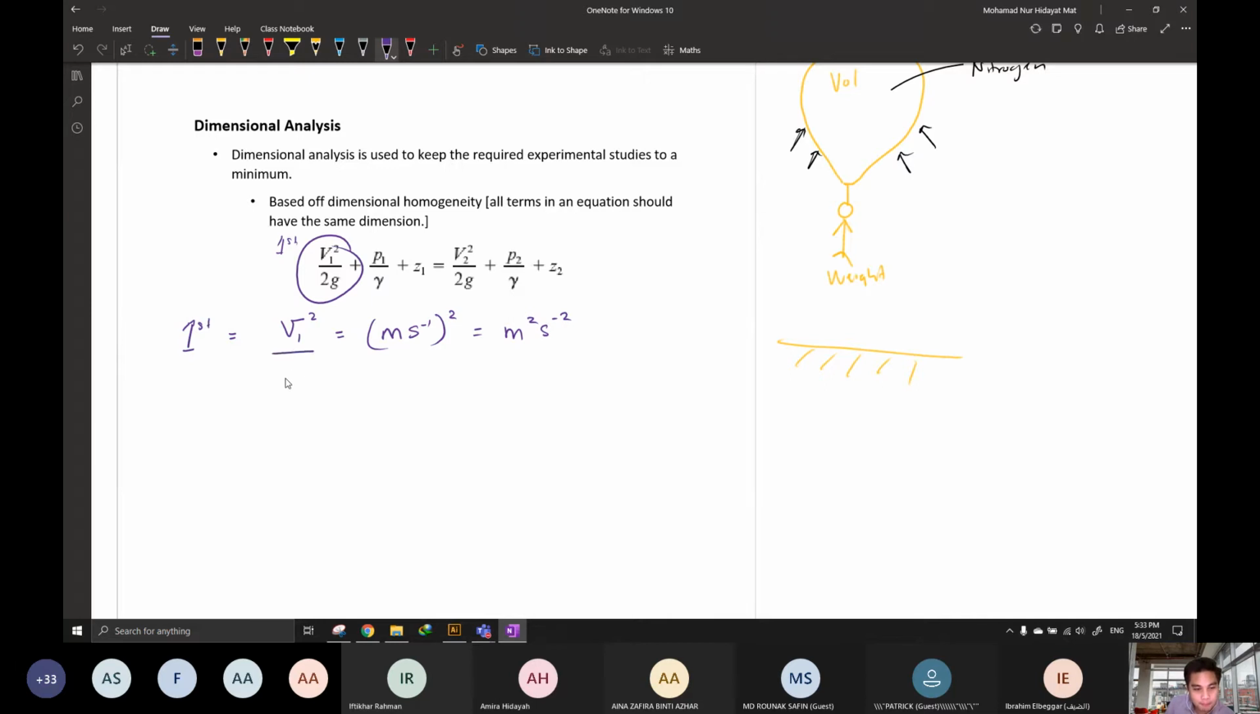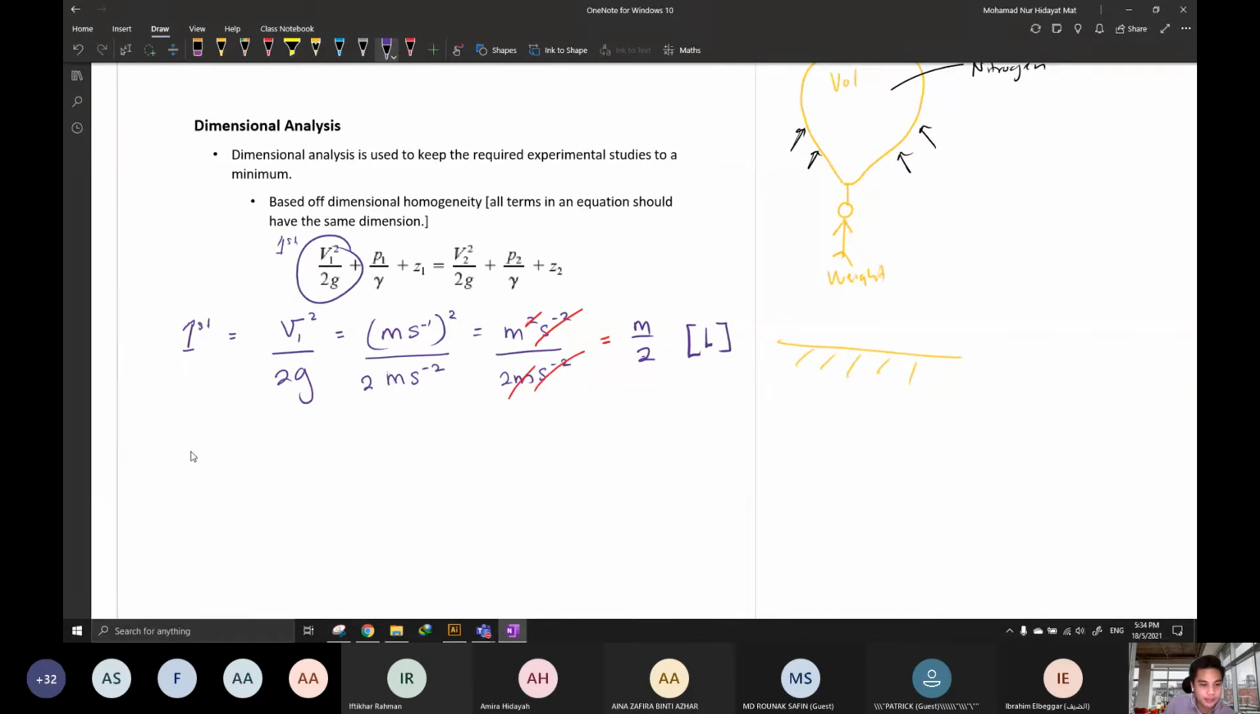Divide with 2g. What's the unit of gravity? It is the same as acceleration, so m s^-2. Here we have m s^-2. Can we try to cancel? Second negative 2, second negative 2, and we have meter left. So what we have here is actually meter, which is the length. That is why the dimension here is length.